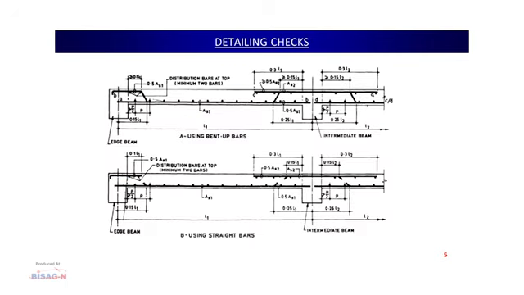Now, first coming to the detailing check, we have to understand how the slab reinforcement detailing is carried out in the case of a continuous slab or a one-way slab as well. So, let us see in the first figure what I am showing. This is the discontinuous edge, this is the continuous edge.